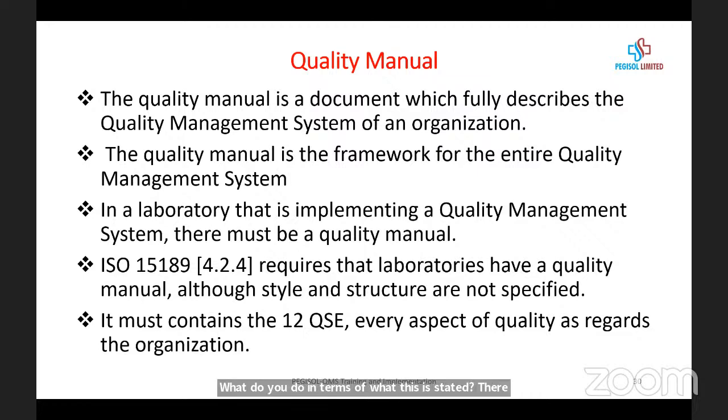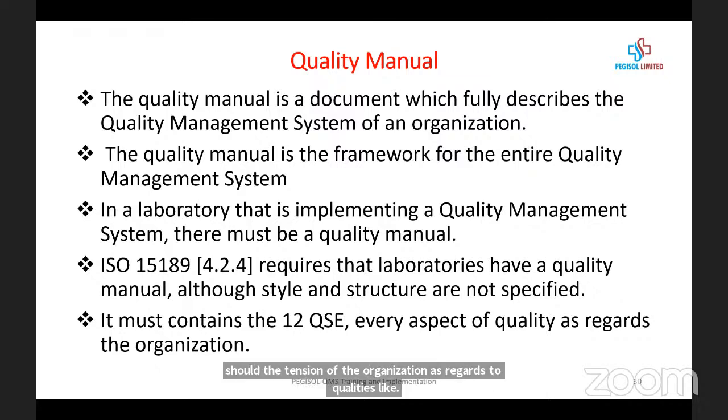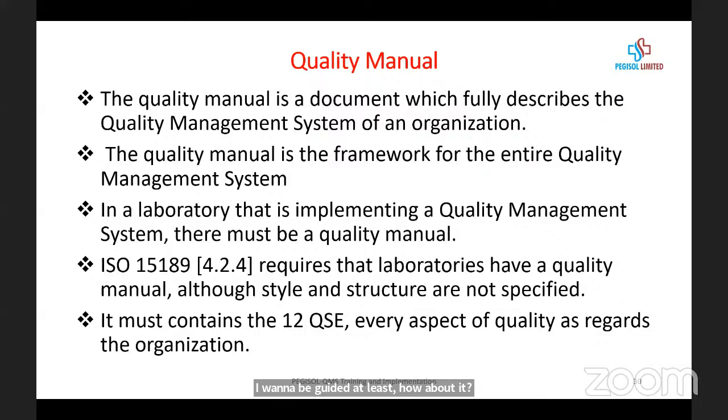So there are structures. Everything that regards what you do. How do you evaluate your EQA program? How do you do your interlaboratory comparison? All those things must be captured in the quality manual. So it's a guide that shows the intention of the organization as regards quality. It's like writing a book. I want to be guided that at least you must have all the essentials covered there. I hope that answers your question.